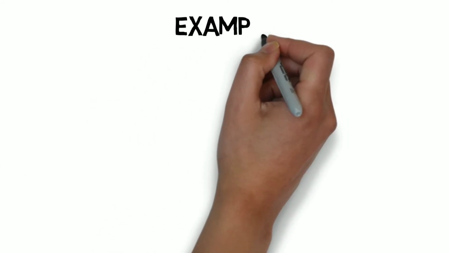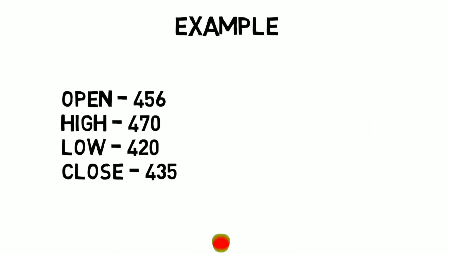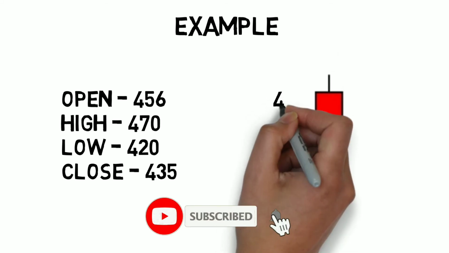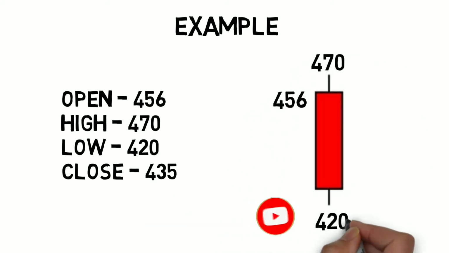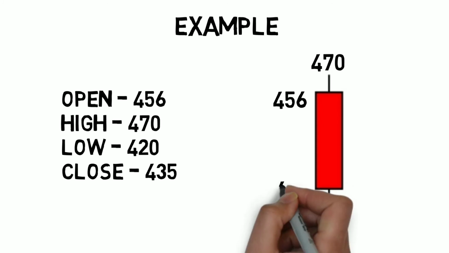Let's understand this with an example. This is the OHLC value of a stock. Open equal to 456, high equal to 470, low equal to 420 and close equal to 435.